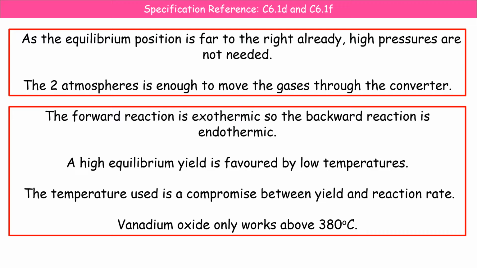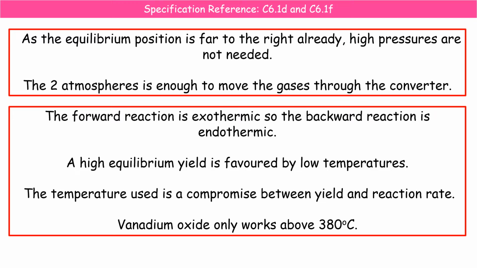We mentioned the fact that the forward reaction is exothermic. We knew that because delta H was negative. Therefore, the backwards reaction is endothermic. Lower temperatures would favour that higher equilibrium yield. But we've got to have that compromise between rate of reaction, remember.